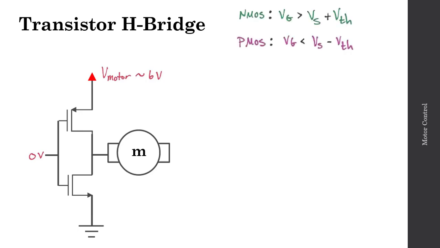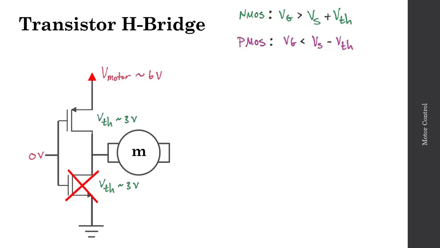Recall that for an NMOS transistor to turn on, the gate voltage must be greater than the source voltage plus the threshold voltage. While for the PMOS transistor to turn on, that gate voltage must be less than the source voltage minus the threshold voltage. If we assign threshold voltages to each of these MOSFET transistors of 3 volts, then we see that for the NMOS transistor, 0 volts is not going to be greater than 0 volts, since the source is tied to ground, plus the threshold voltage, and thus this transistor is in the off state.